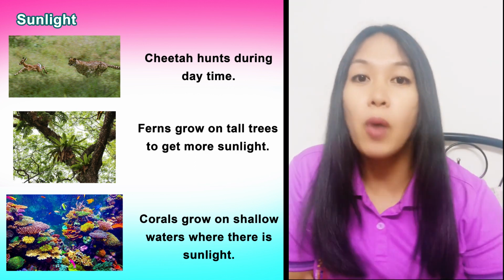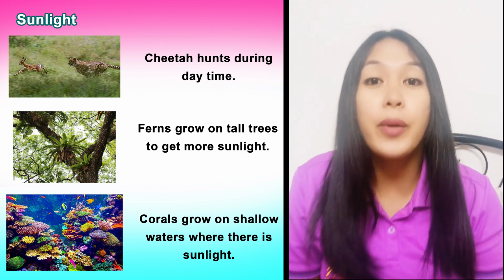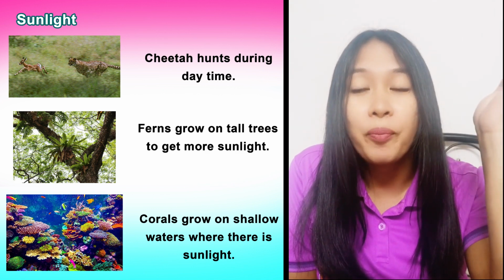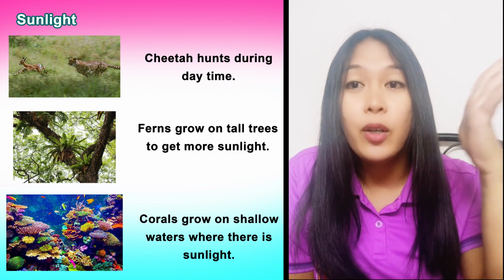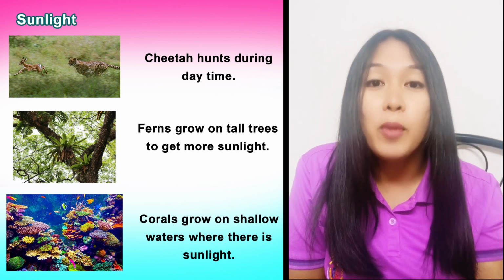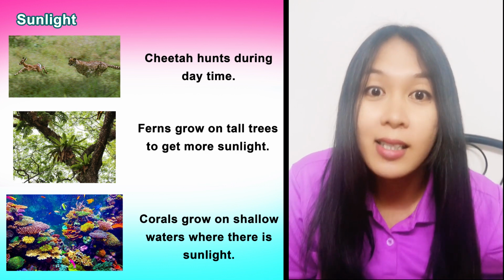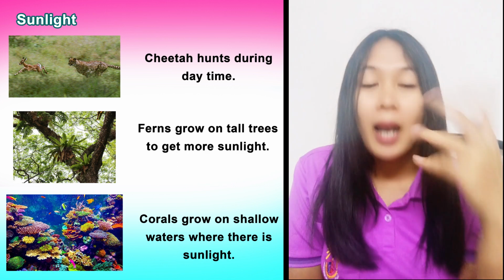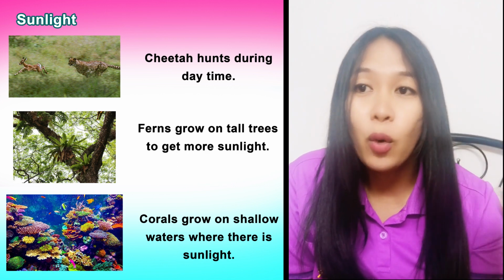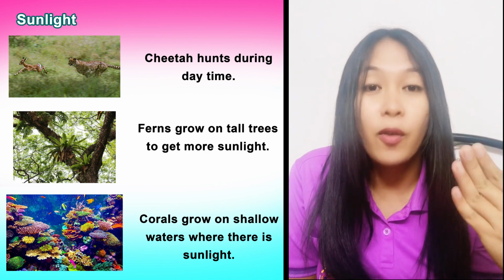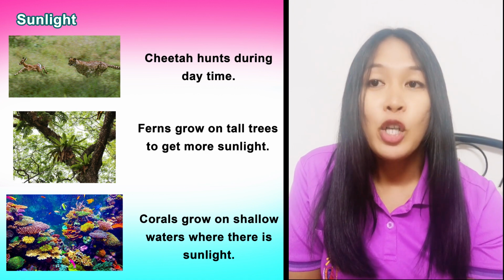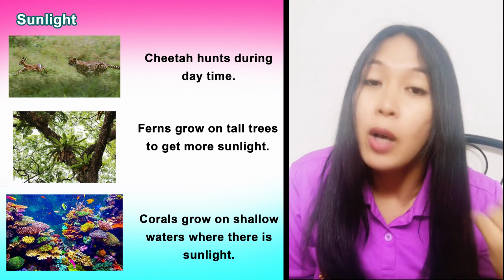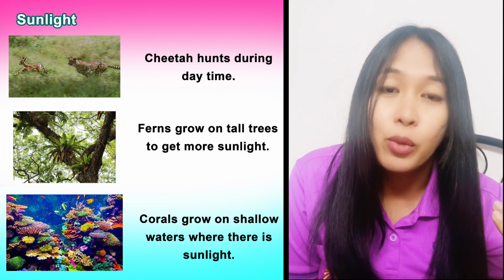It goes the same with plants and animals. For example, number 1, a cheetah hunts during daytime because it needs the light of the sun in order to see the animals that it is going to hunt and eat. Number 2 is that plants need sunlight in order to carry out photosynthesis. They need sunlight in order to create their own food. Without it, they will not be able to and they will die.